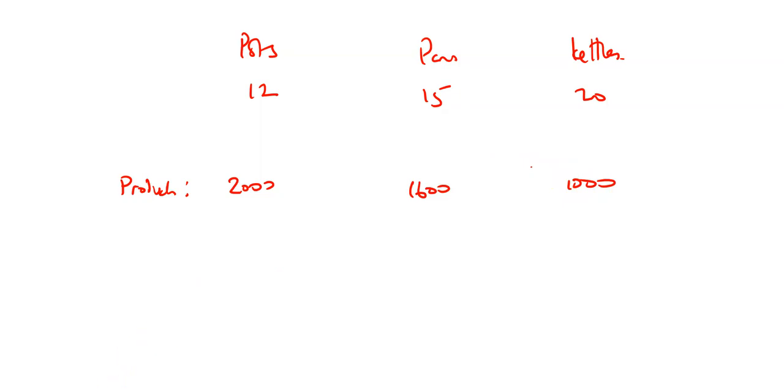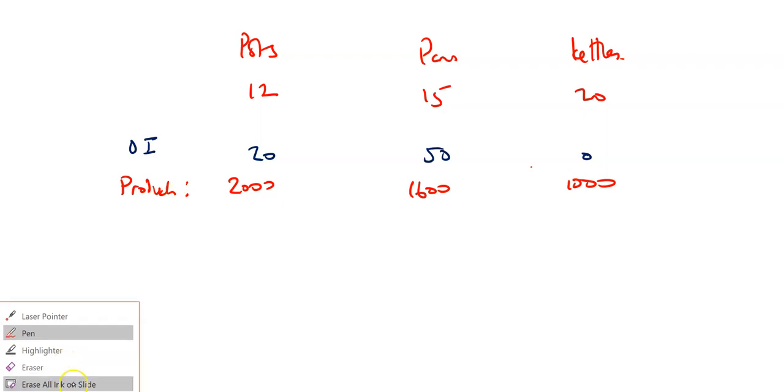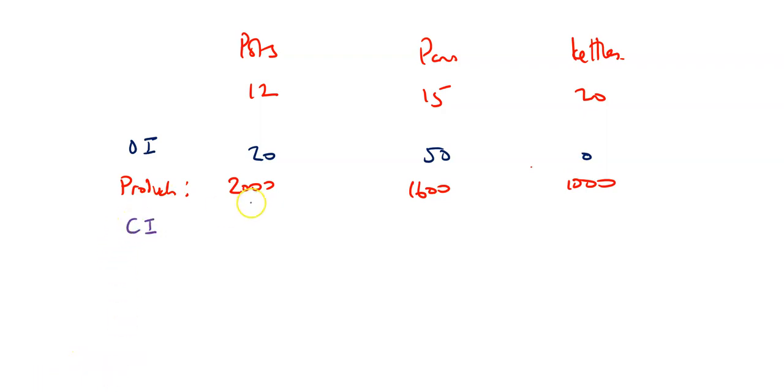And I'm just going to change my pen color just because. So it says it has an opening inventory of 20 pots, 50 pans, and no kettles. And it intends to hold closing inventory of 20 pans, 20 pots, and 10 kettles in stock at the end of the period.